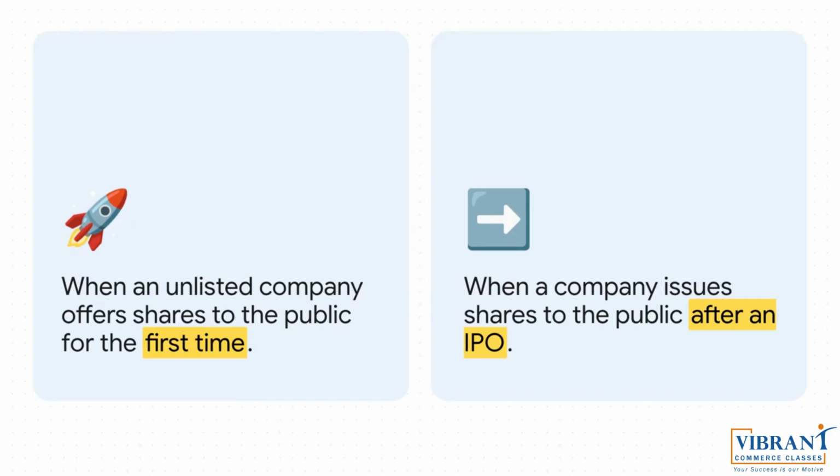Okay, this is a classic exam question. What is the difference between an IPO and an FPO? An IPO, or initial public offer, is a company's big debut on the stock market. It's the very first time they sell shares to the public. An FPO, or further public offer, is for companies that are already listed but decide they want to sell more shares. So just remember, initial means first, further means they're coming back for more.